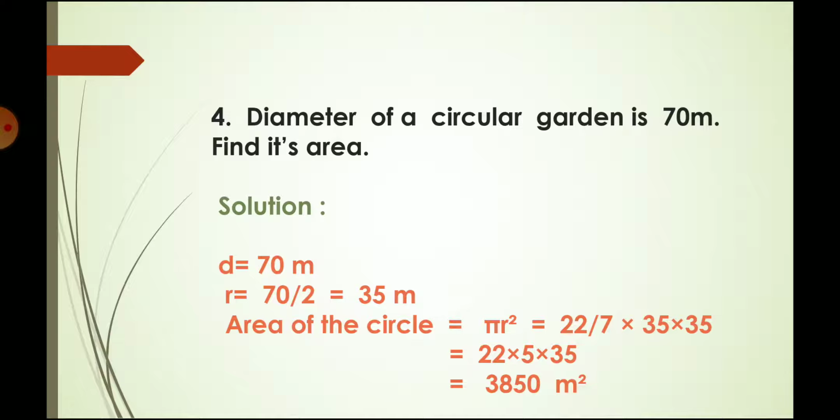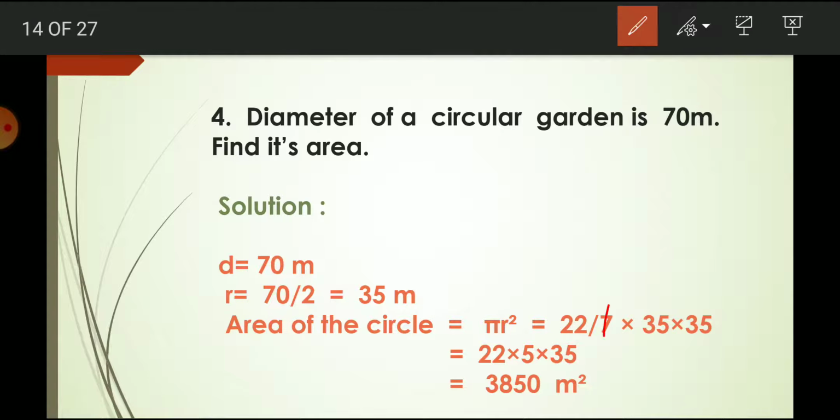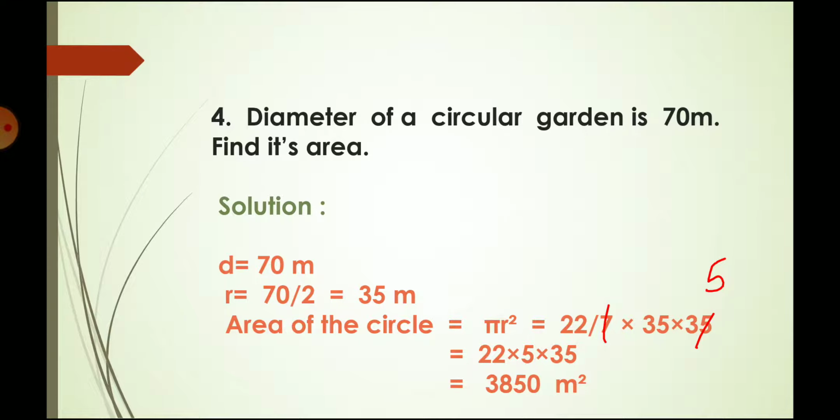After that we substitute the pi value as 22 by 7, and the r value is 35 and 35, so it is written 2 times. Then 1 7 is 7, then 5 7s are 35, so the remaining value is 22 into 5 into 35, so we get the answer of 3850 meter square. Here we find the area, that's why we put the square term.